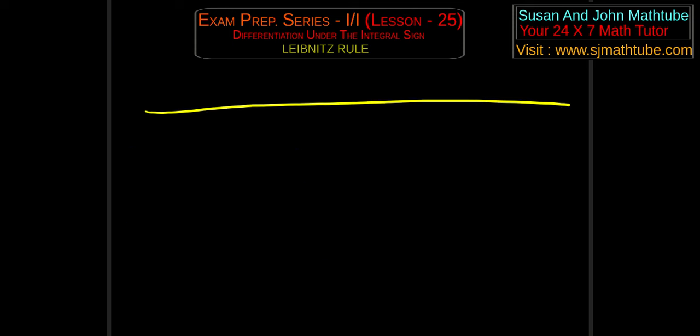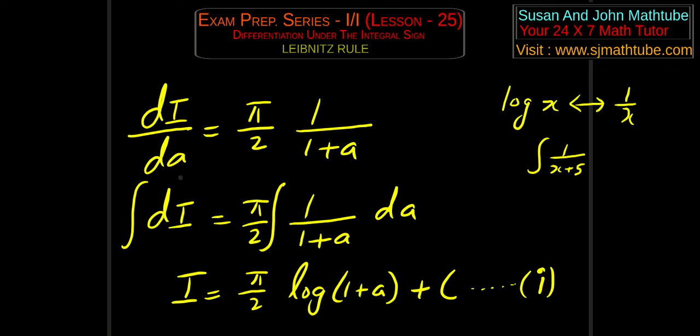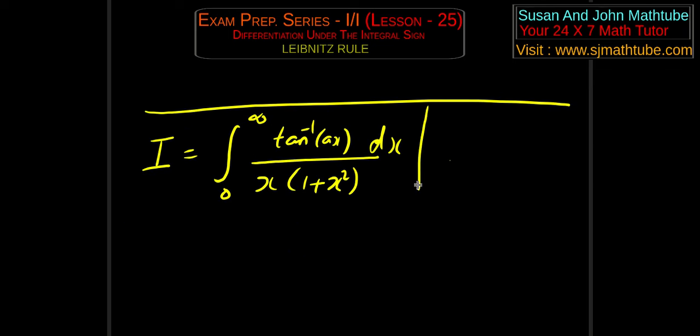Now time for our box. And in the box, I'm going to write our question. I hope you still remember our question, integral 0 to infinity, tan inverse ax, the whole divided by x times 1 plus x square dx. And I did differentiation with respect to a. So I'm going to ask myself, if I put a is equal to dash, I will be equal to 0. As simple, that's 0, because tan inverse 0 is 0.